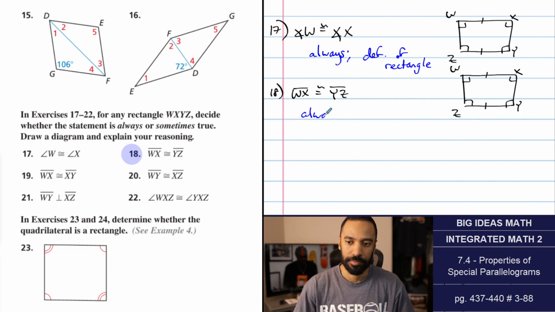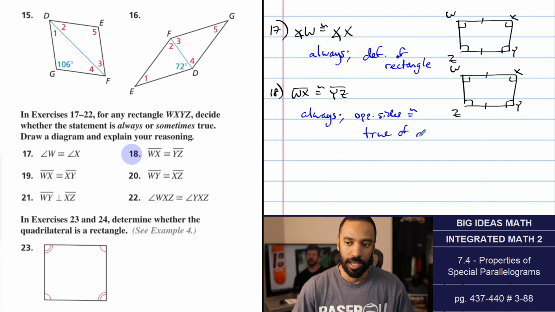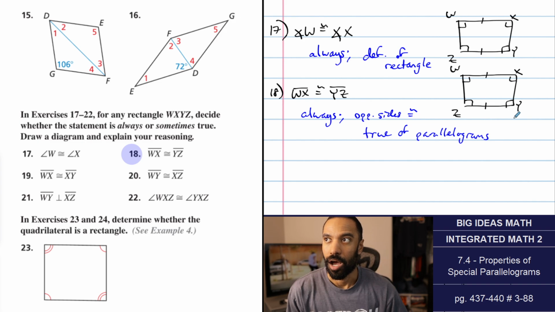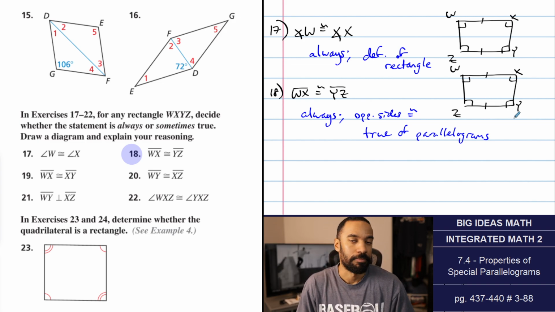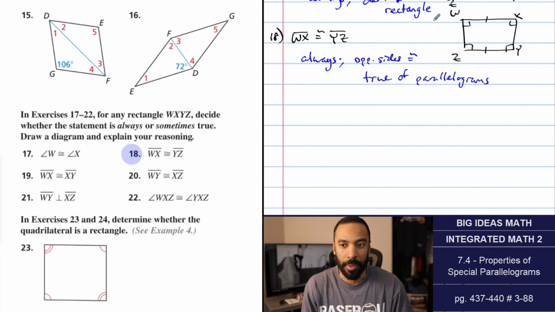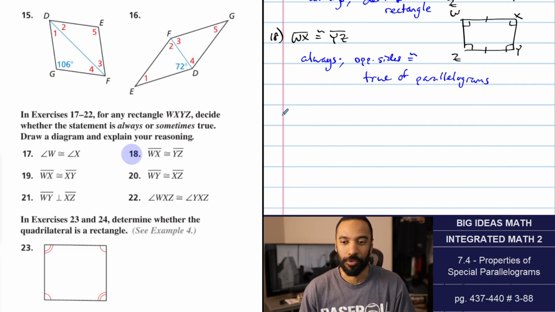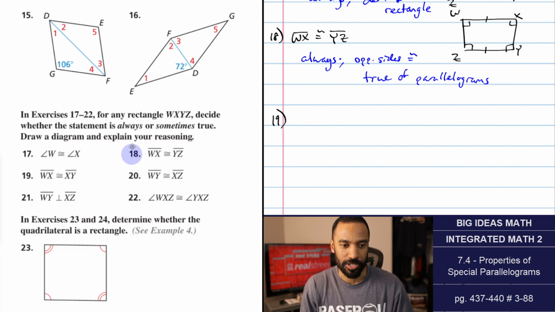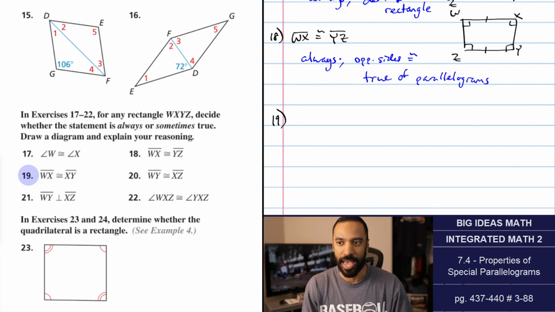So always opposite sides congruent, true of parallelograms. Again, I'm sure what the book would say is something like the parallelogram opposite sides theorem, which is the better thing to say. It probably would have been less to write, but I'm just stating that that's probably what you're looking for as an official answer. Number 19, WX congruent to XY.